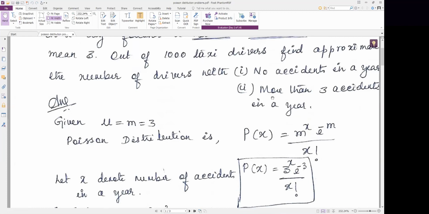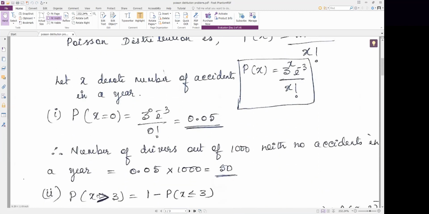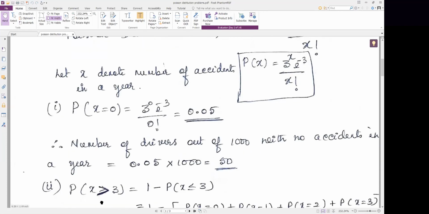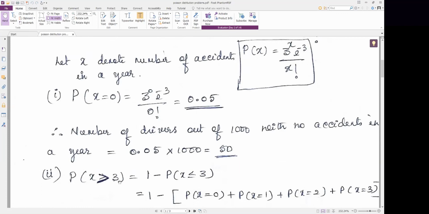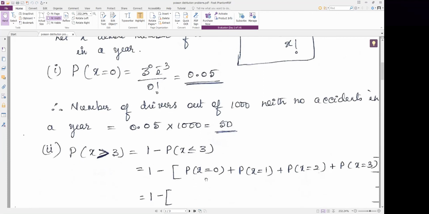Then the second question is more than 3 accidents in a year. So how many drivers have more than 3 accidents in a year? That is P of x strictly greater than 3. More than 3, that is x greater than 3 strictly. So P of x greater than 3 means P of 4, P of 5, P of 6, and so on. Correct? So it is a tedious thing. Instead of finding like this, we can do 1 minus P of x less than or equal to 3. That becomes easy. Now less than or equal to 3 means you need to calculate P of x equal to 0, P of x equal to 1, P of x equal to 2, P of x equal to 3.